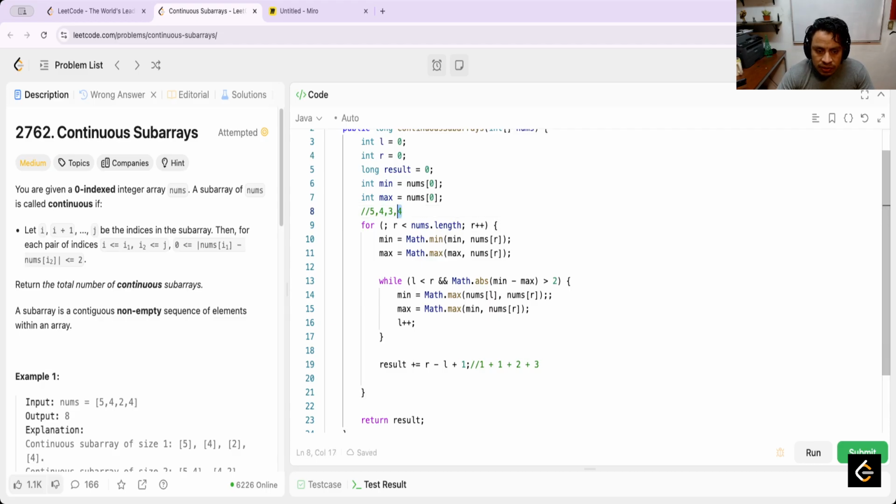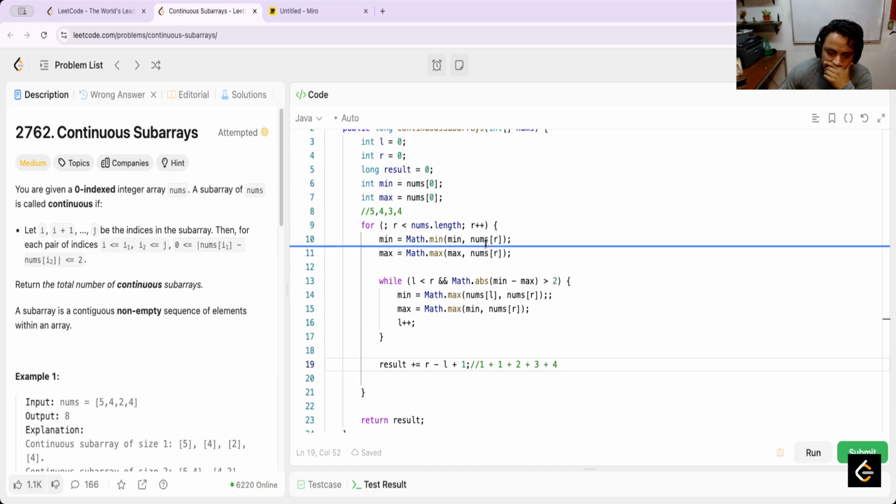And now is 4. The min is 3. Okay, it's not here, and the max is 5, and 4 is 5. The difference is still the same, and now here is 4. It's 1, 2, 4, 7, 11.